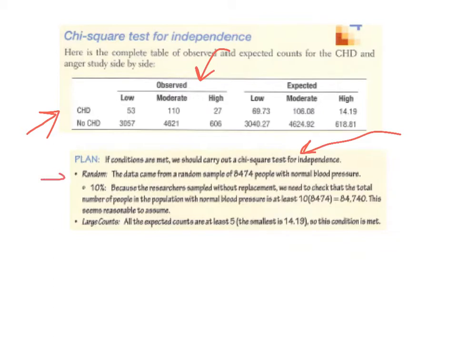We had a random sample. Okay, we were sampling without replacement. This was not an experiment that had volunteers. So we're sampling without replacement, but we can't assume that there are more than 84,740 people that have normal blood pressure. And our large counts, when we did our expecteds, all of our expecteds were at least 5. The smallest one was 14.9. So the condition was met.